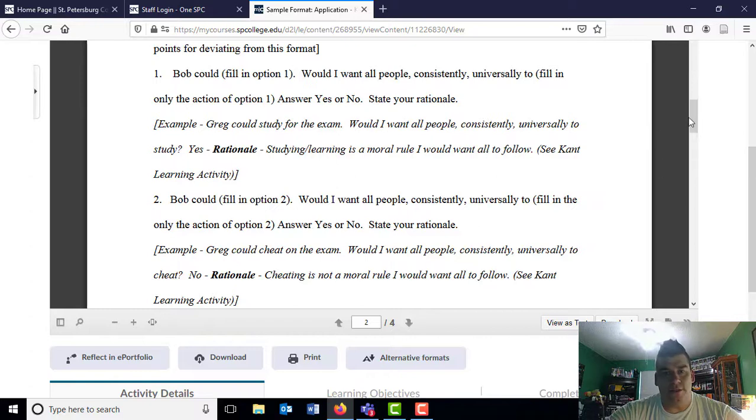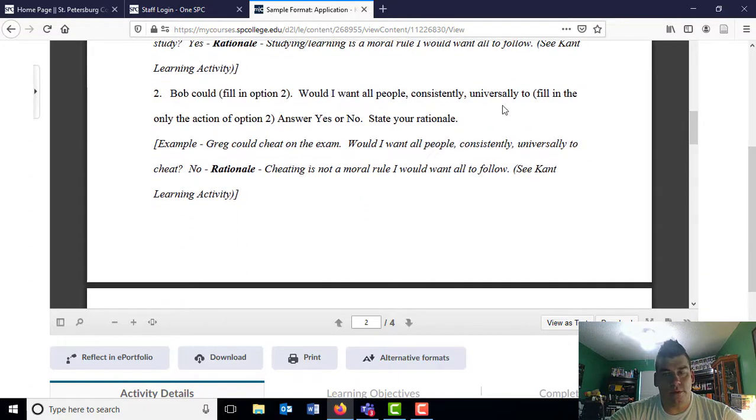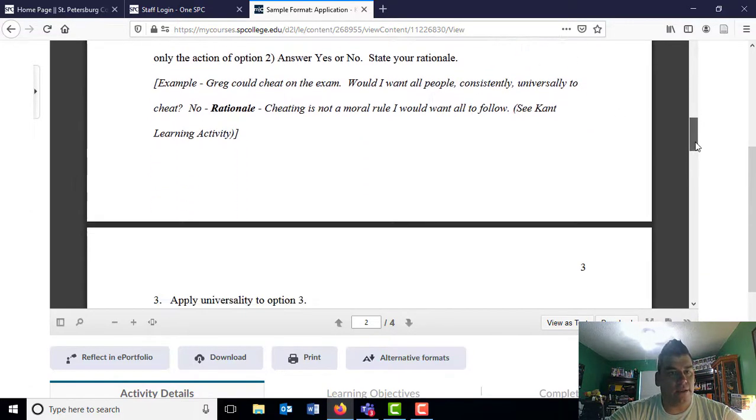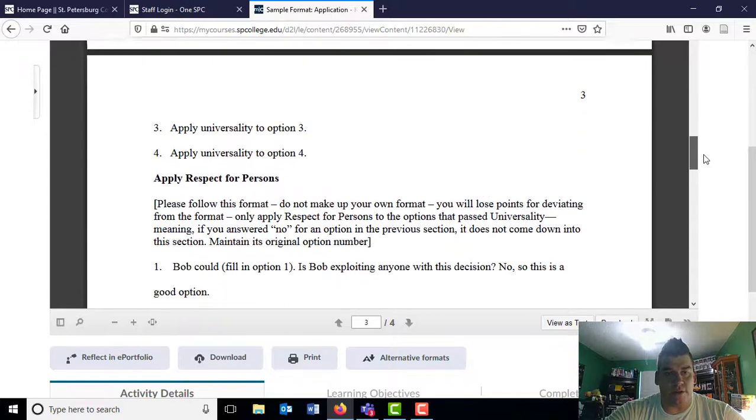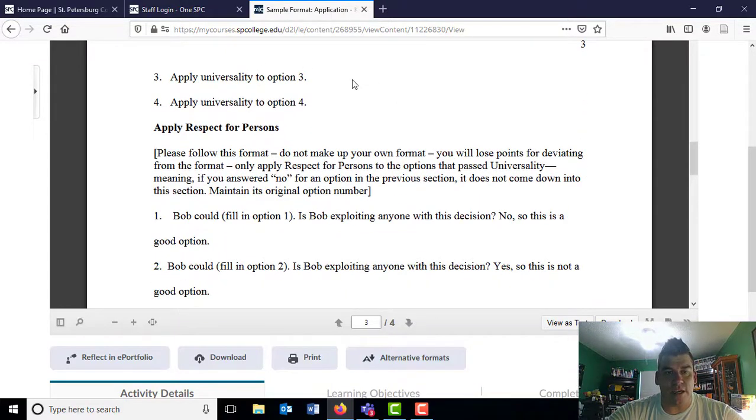Okay? Then you do the same for option 2. And we have another example with Greg. Greg could cheat on the exam. Would I want all people consistently, universally to cheat? No. Rationale. Cheating is not a moral rule I would want all to follow. It's that simple. It's all you have to put, okay? And you do that for all 4 of your options. So you're going to apply universality to option 3, and then you're going to apply universality to option 4, okay?